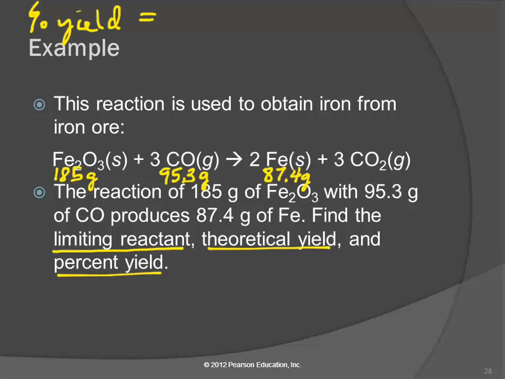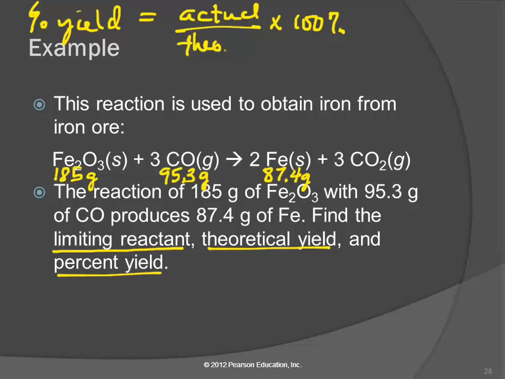Percent yield is the actual yield divided by the theoretical yield times 100%. So if everything worked perfectly, you'd get 100%, right? But stuff doesn't work perfectly. It never does. So your yield is generally going to be less than 100%. To find that, we need the actual and the theoretical yield. The actual yield has to be given to you. It can't be calculated. It's an experimental thing. When we do a lab, you're measuring the actual yield, okay?